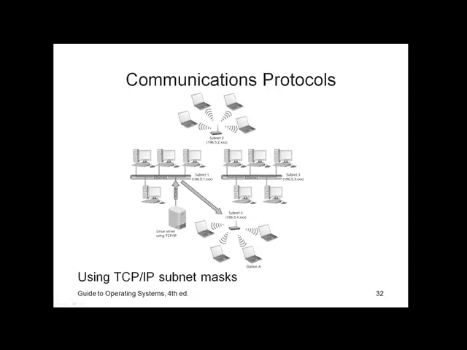Here's an example of using TCP/IP subnet masks. In this instance, we have broken down this network into 4 separate subnets. And I can use subnets to help reduce the traffic between each of these different segments. Additionally, I can go in at the router or switch level and set up specific security protocols for each of these segments.